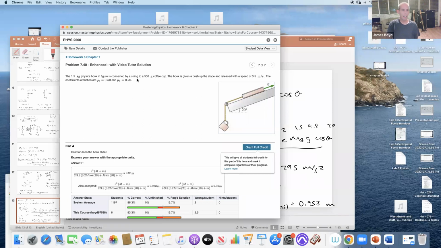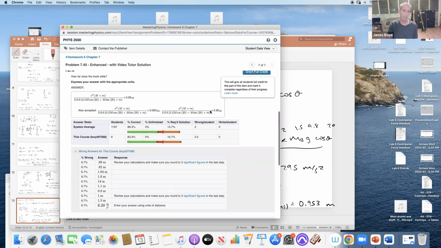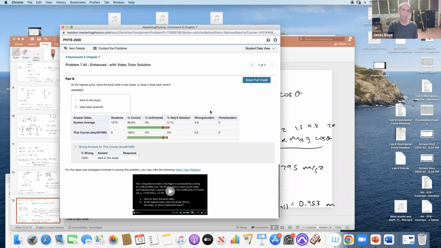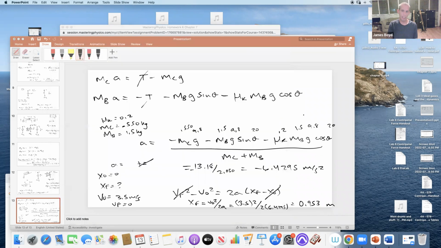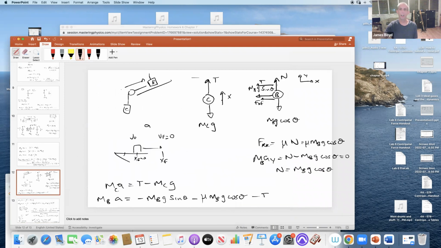So we only have 2 sig figs here, so use 2 sig figs in your answer. So 0.95 meters or 95 centimeters. Then we want to know, will it slide back down? And when it slides back down, the thing that we need to look at is, instead of having kinetic friction, this is going to become static friction.